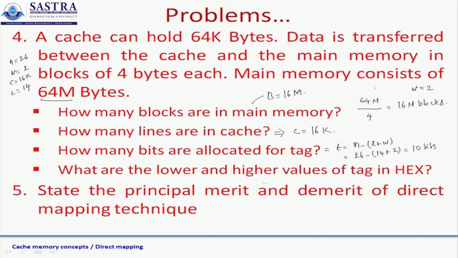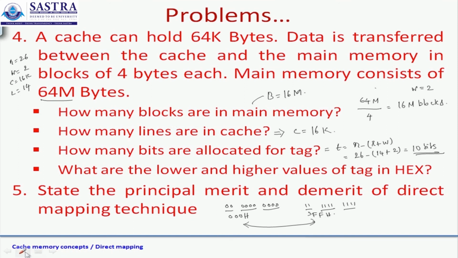What are the lower and higher values of tag in hex, meaning the minimum and maximum values? 10 bits are available. The minimum is 0 0 0 0 0 0 0 0 0 0. The highest one is 1 1 1 1 1 1 1 1 1 1. In hexadecimal this is 000H and 3FFH. So the range is 000H to 3FFH. The lower one is this one, the higher one is this one.